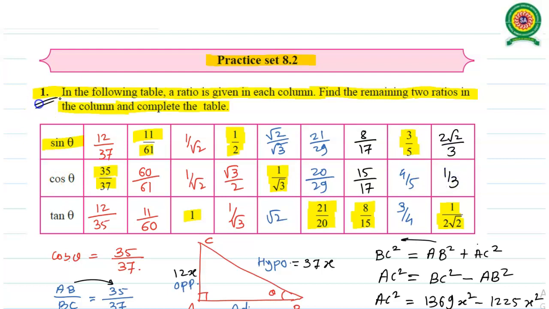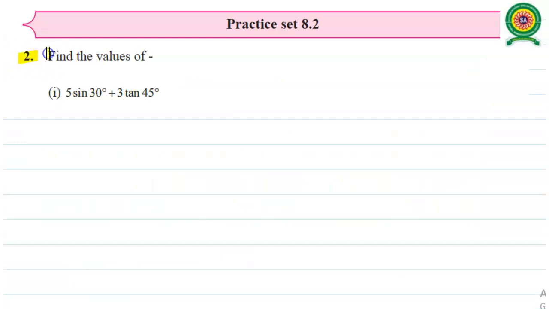Hence we have the first question in practice set 8.2. Look at the second sub question from practice set 8.2. Find the values of, within it first sub question, 5 times sine of 30 degree plus 3 times tan of 45 degree. So look at the trigonometric table. Trigonometric ratios values, that means the sine of 30 degree we have 1 by 2, and the tan of 45 degree, you may write it somewhere else, that is equal to 1.